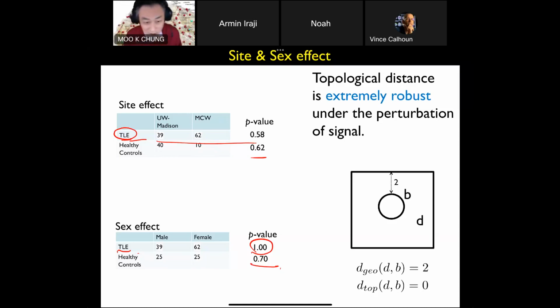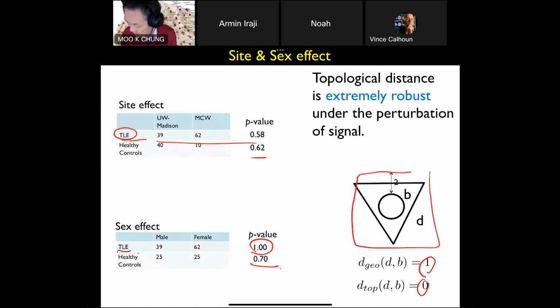For example, if you have this geometric distance, you get this. Now I'm going to change something in your scanner. I'm going to make this into a triangle. Then things change, and the geometric distance will change like this. However, the topological distance stays the same. So any small perturbation will not change your topological distance. I think that's what is happening with the side effect and sex effect. Things will change, not just from perturbation.